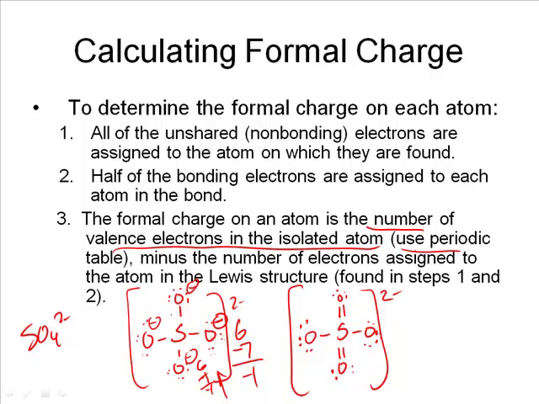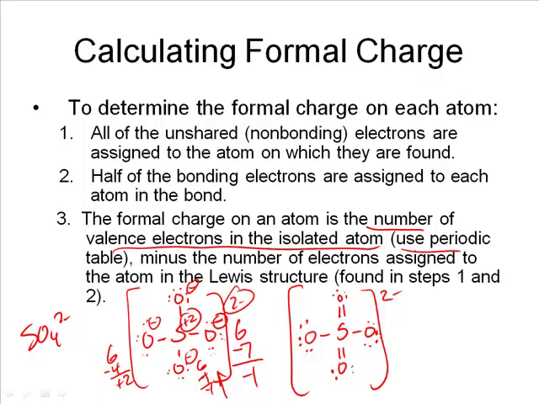Sulfur, on the other hand, is in the same group as oxygen, so it again still has 6 valence electrons normally, minus 1, 2, 3, 4, and no dots on it, so it has a formal charge of plus 2. So in this molecule, each oxygen is minus 1 for a total of minus 4, and the sulfur is plus 2, making it negative 2 all total.